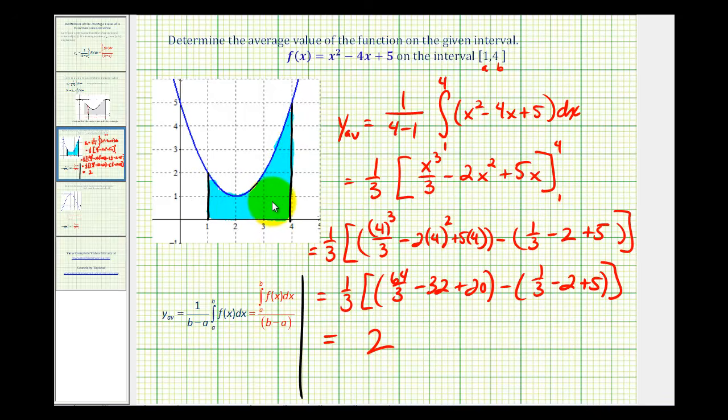The area of this blue region would be exactly the same as a rectangle over the same interval that has a height of 2 units, which means if I sketched a rectangle over the same interval, so it has a width of 3 units, but a height of 2 units, the average function value, the area of this red rectangle with a height of 2 units, which is the same as the average function value, would be exactly the same as the area of the blue region under the function.